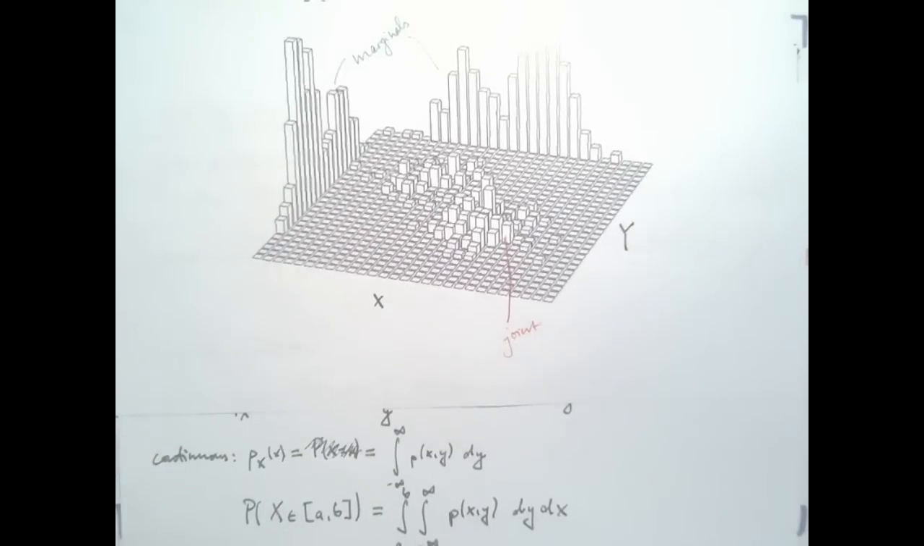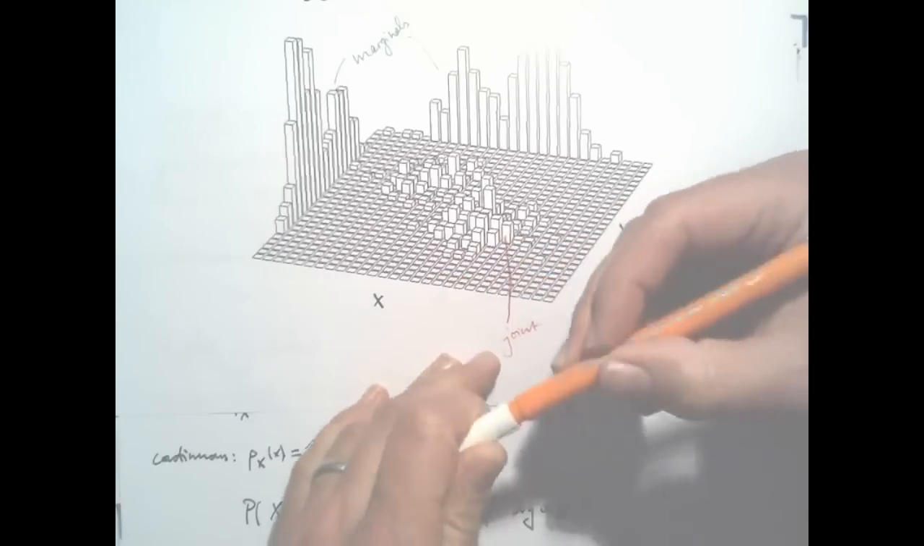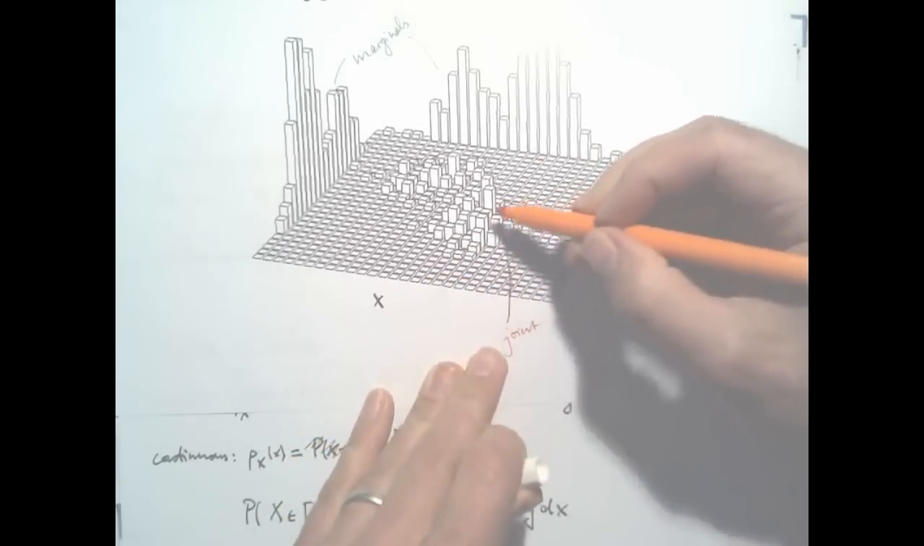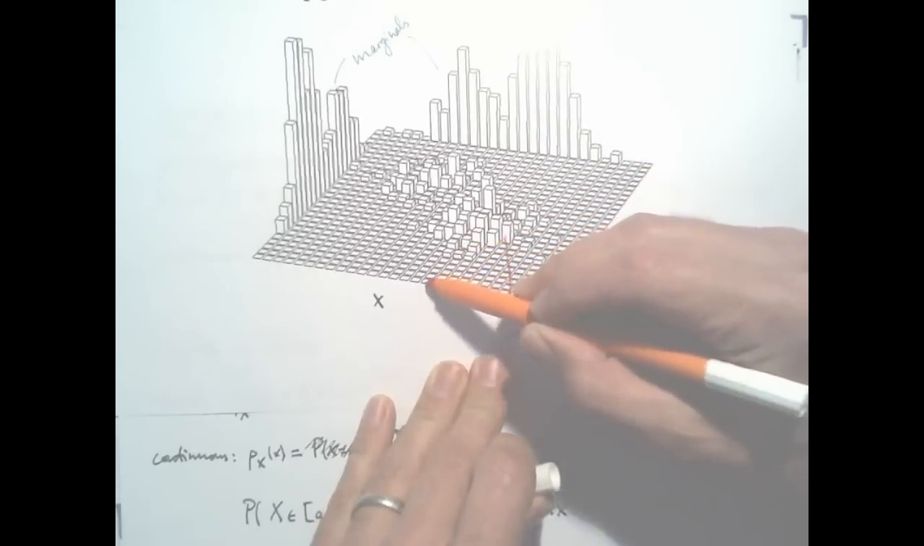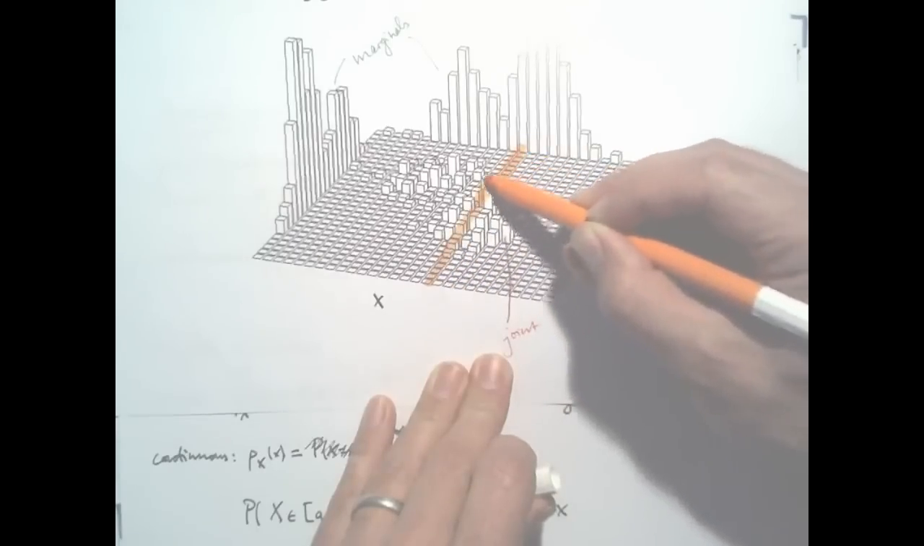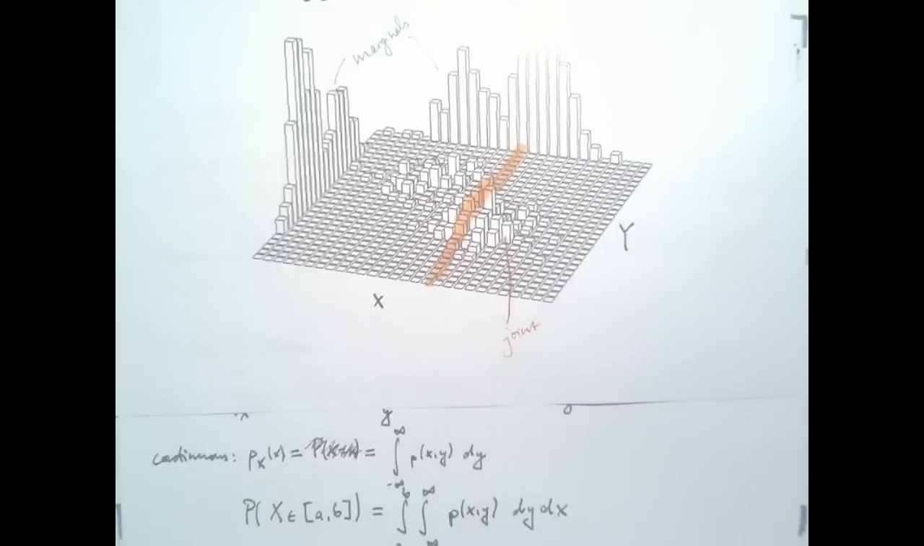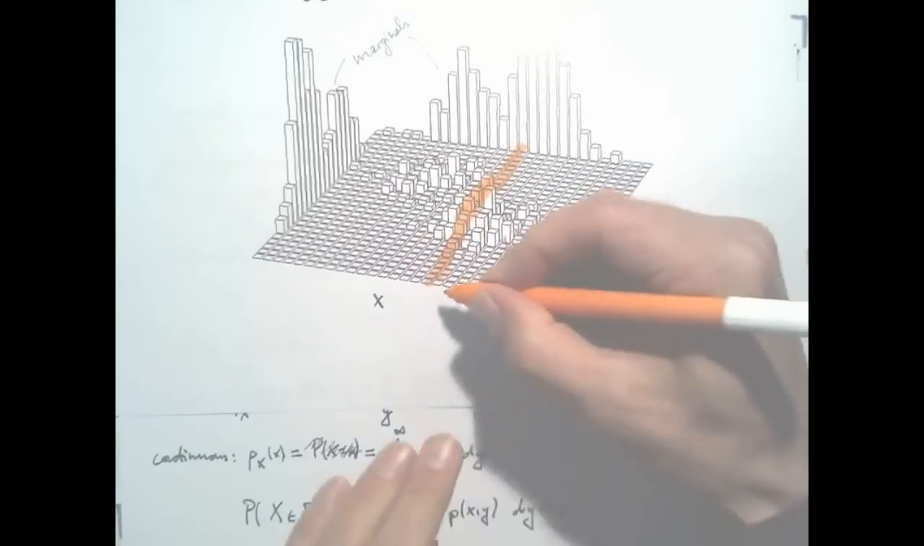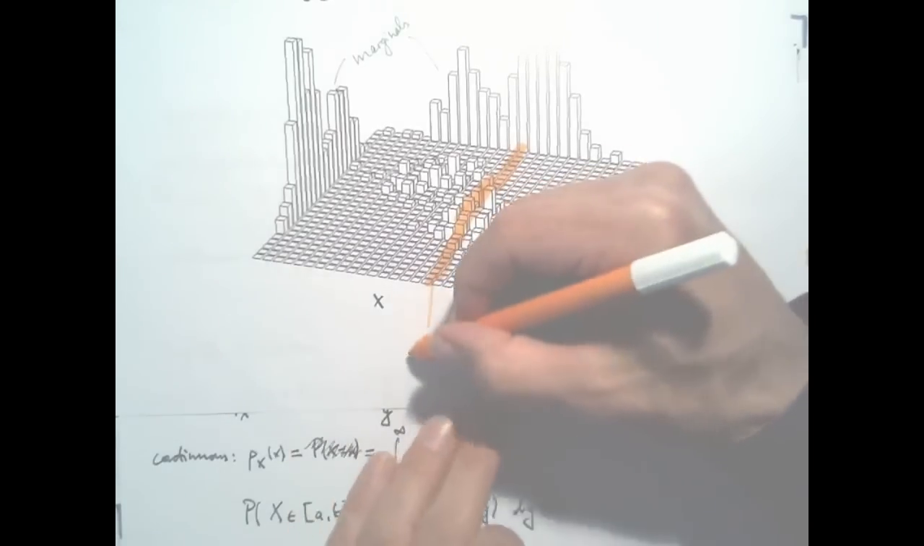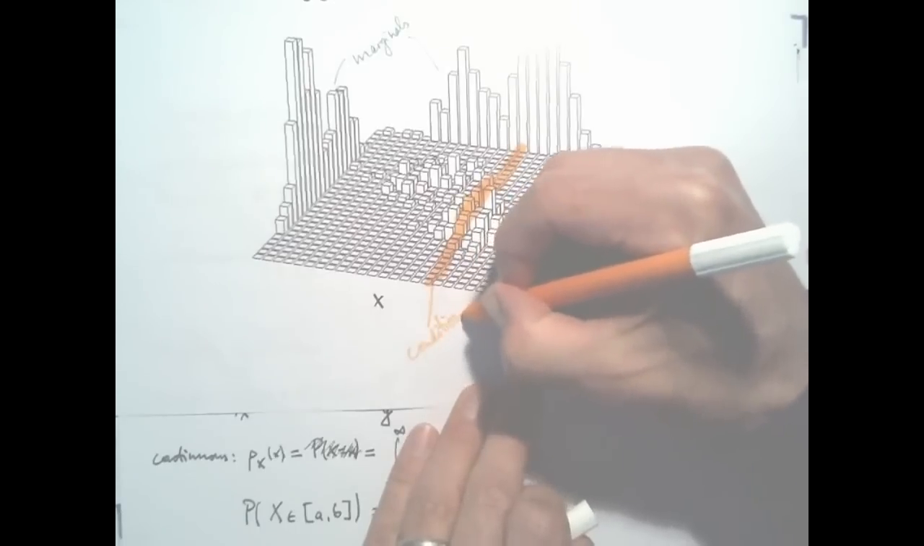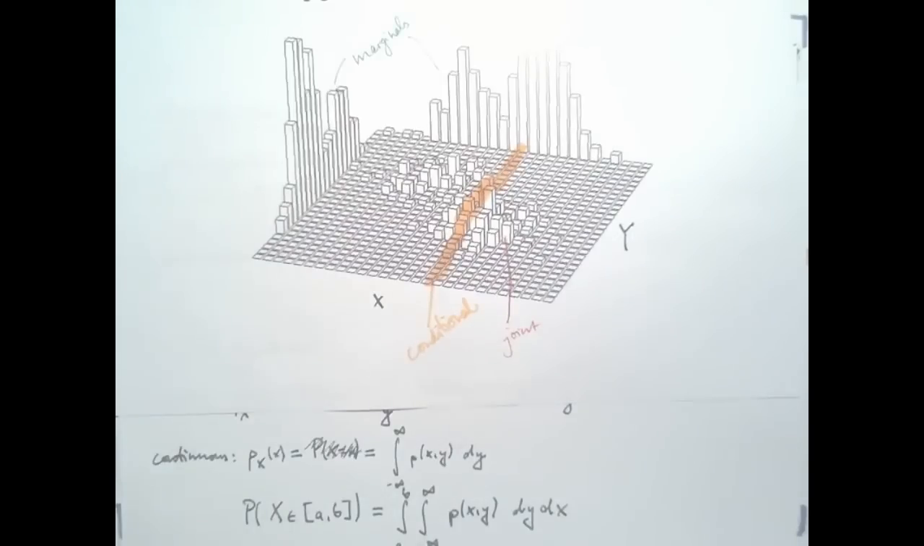Let me look for a better pen. So what if I'm interested in the distribution of Y for a given X? So let's say this single row here. That is going to be a conditional distribution. And in terms of terminology, that's the last one, the last element that we need.